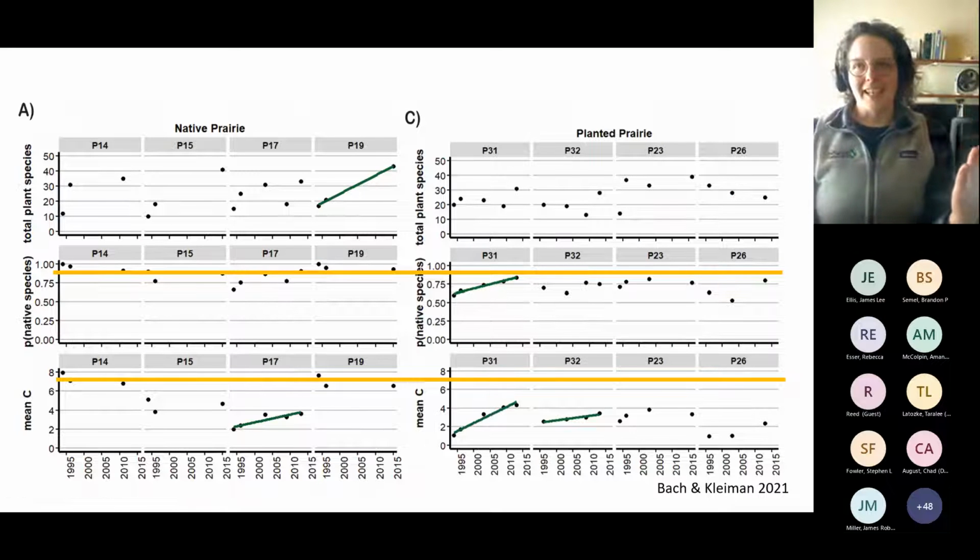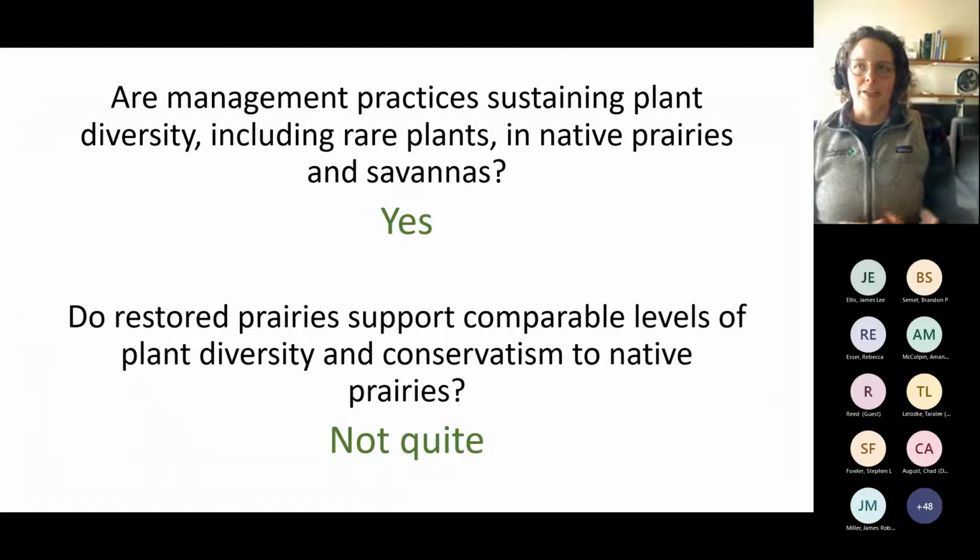And when we stack these plant diversity metrics next to each other, we can see that particularly the proportion of native species is higher in those native prairie remnants, and that mean coefficient of conservatism is higher in those native prairie remnants. So in answering our questions, are management practices sustaining plant diversity, including rare plants in native prairies and savannas?